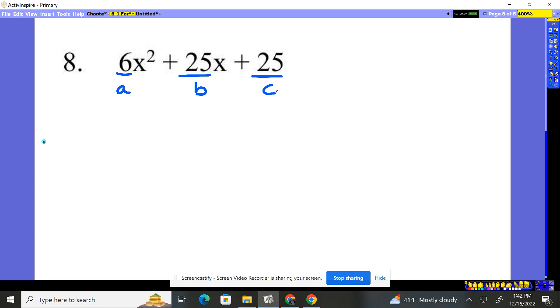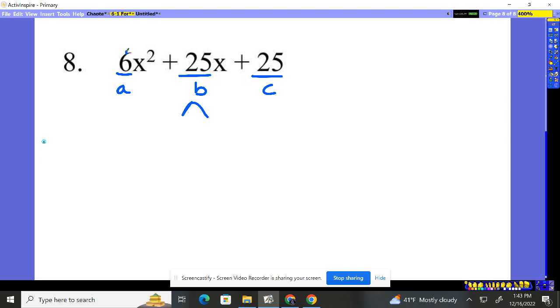We're going to use a method that I refer to as busting b, because we're going to take this b value, 25x, and break it up. Maybe we break it up into a 21x plus 4x, or maybe a 20x plus 5x. I don't know. We're going to break it down to where it's the same thing. Here's how we do this.